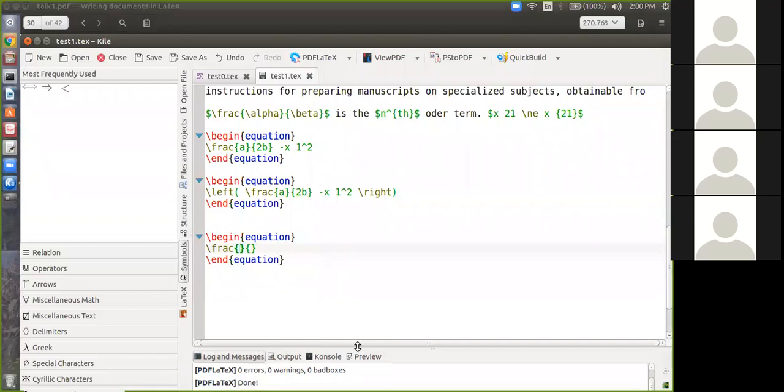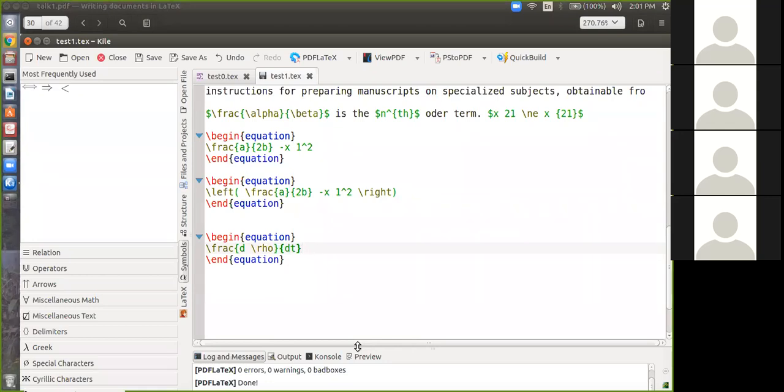Fraction d rho dt. So d is ordinary d. To type rho, this is Greek alphabet, so you need command slash rho. Very simple. Now dt. No worry. You know this space will not affect anything because it is in math mode. So frac d rho dt.